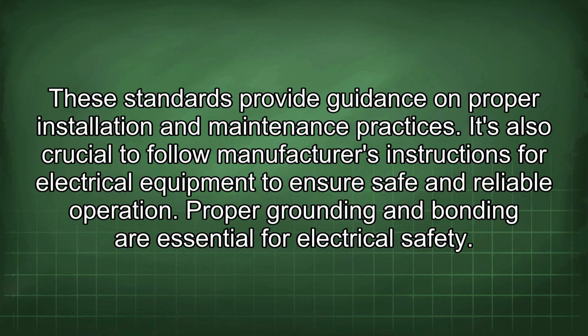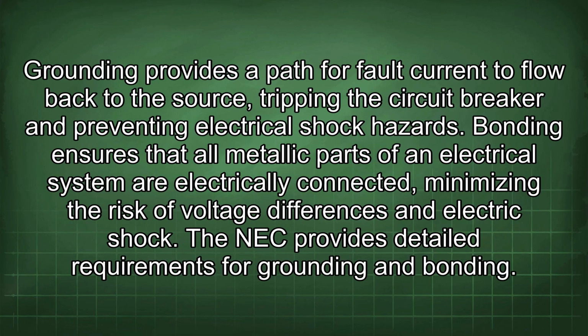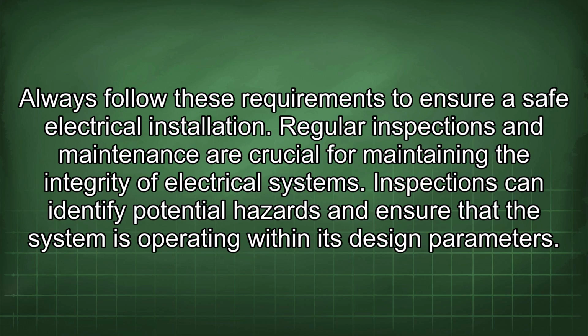Proper grounding and bonding are essential for electrical safety. Grounding provides a path for fault current to flow back to the source, tripping the circuit breaker and preventing electrical shock hazards. Bonding ensures that all metallic parts of an electrical system are electrically connected, minimizing the risk of voltage differences and electric shock. The NEC provides detailed requirements for grounding and bonding. Always follow these requirements to ensure safe electrical installation.